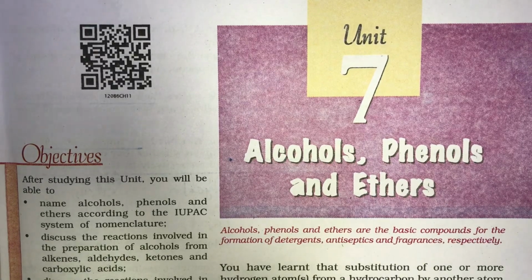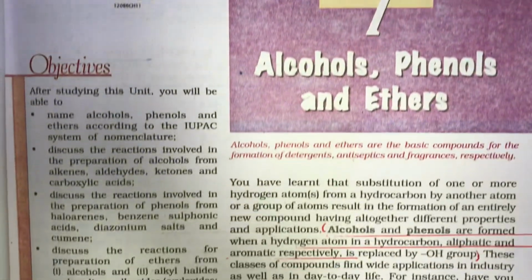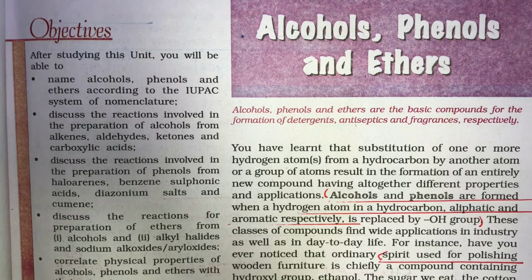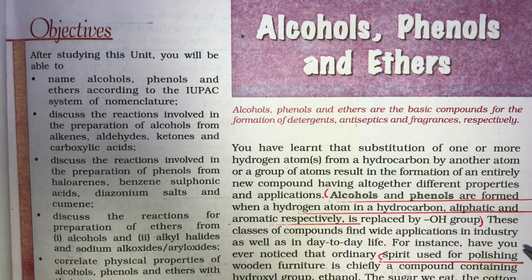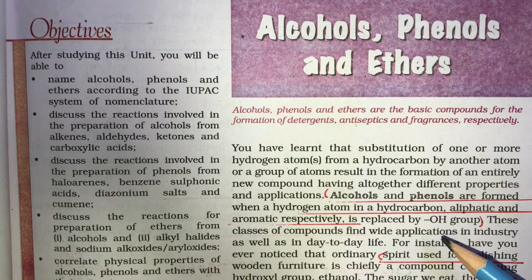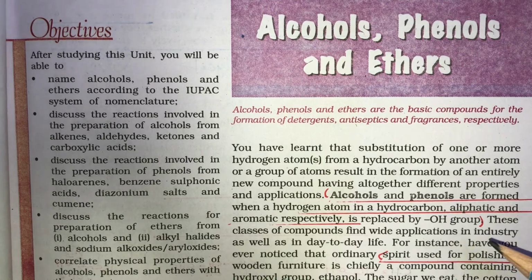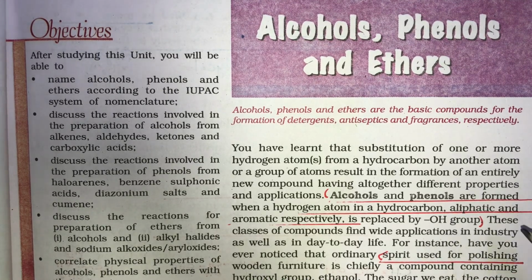Alcohols, phenols and ethers. Alcohols and phenols. What are alcohols and phenols? Alcohols can be aliphatic alcohol or aromatic alcohol. Phenols come under aromatic alcohol. In an aliphatic hydrocarbon, if one of the hydrogens is replaced by a hydroxyl group, the OH group is called aliphatic alcohol.